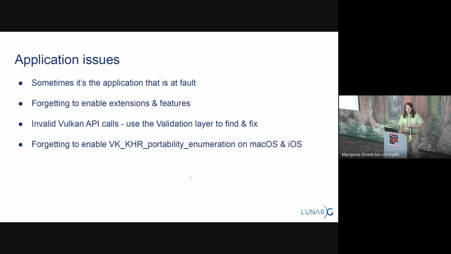Extensions galore. Make sure you're enabling all the ones you're using. Features, same, with the portability subset and portability enumeration being the key ones I'm thinking of right now. On Mac OS and iOS, you must enable portability enumeration when you're using the Vulkan loader for the loader to be able to give you MoltenVK, if it can find it, of course.